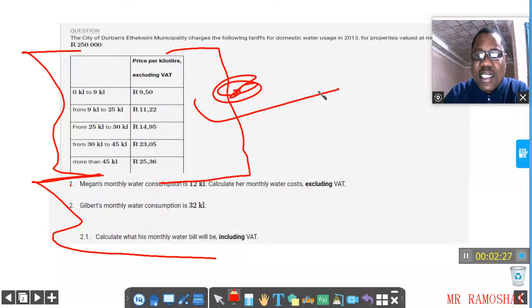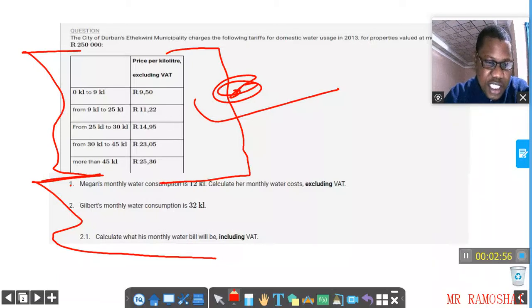Once you understand this tariff block table, you're good to go. Trust me, you are good to go. You can answer these questions, because you understand this table, right? So first thing, I'm going to take you through how to understand this table. What is the meaning of this table? Why did they give you this inclining block table, right?